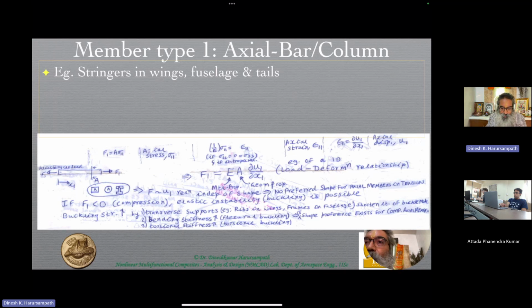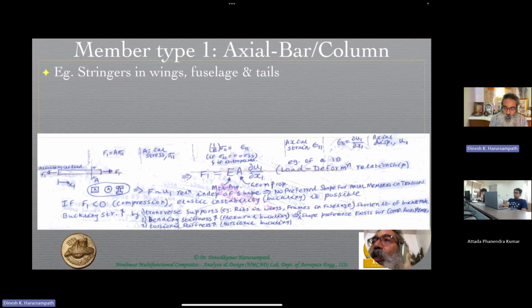So whether it's the wing or tail, which are the aerodynamic surfaces, or the fuselage, you will have stringers. In addition to stringers, the spars, especially the spar caps, will behave in a very similar manner as axial bar columns. For example, if it's an I section for the spar, the top flange will be under compression, while the bottom flange will be under tension, both of which are covered in this particular slide.